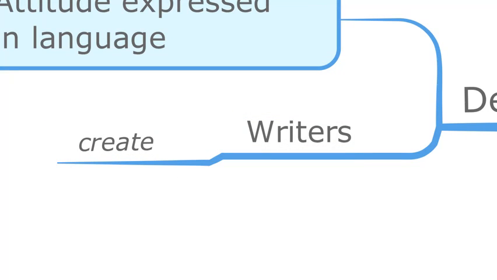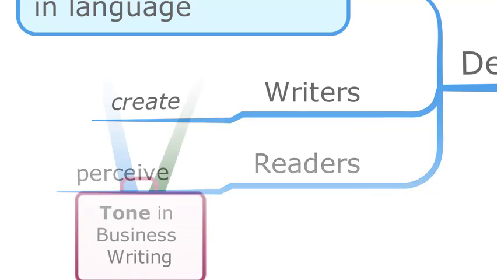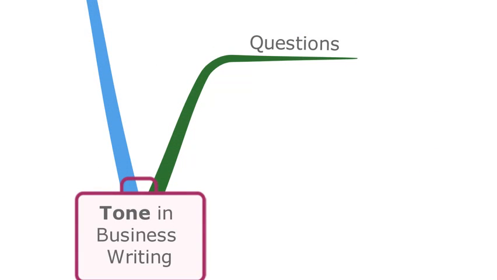Writers are responsible for creating the tone of any piece. Readers are the ones, however, who are in the driver's seat. Readers perceive tone. Readers decide what's an effective tone and what's not. So when you write, you're going to have to ask yourself a set of questions in order to establish and maintain an effective tone.